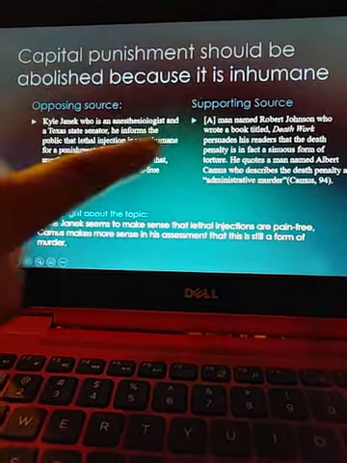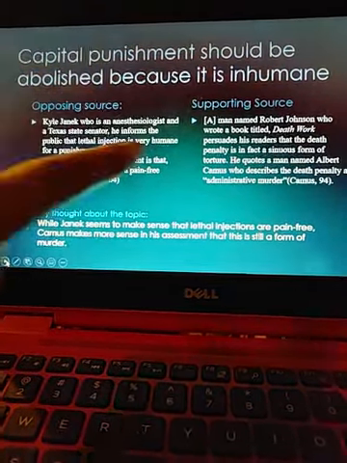So I prefer this format because everything is on the page. I don't have to wonder what the reason is, who the opposer is, who the supporter is. I don't have to wonder what you think about the topic because it's all on the same page. Okay, I prefer this format.